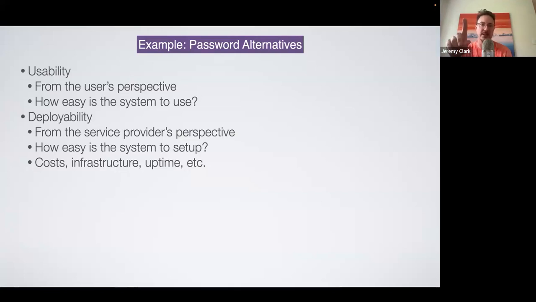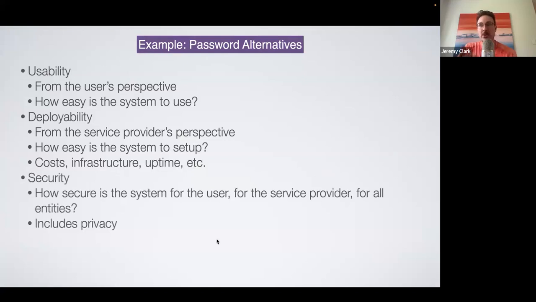So there's not necessarily one service provider. You might have RSA, the company that's creating these tokens, and you have the website like Concordia that's having you logged in, and both of them have to do different things. How easy is it to set up? Costs, infrastructure, that kind of stuff. And then security is obviously why we're looking at it. So what are the differences in terms of security for these things? And privacy is sometimes split out, but here we'll keep it together with security.